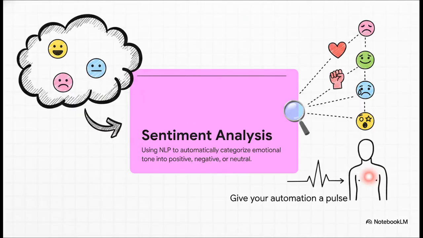So what exactly is this magic anyway? At its core, sentiment analysis uses natural language processing, text analysis, and computational linguistics to automatically categorize the emotional tone of whatever text is coming in. At a super basic level, it's just sorting messages into positive, negative, or neutral buckets. But the advanced AI systems, like the ones we're diving into today, go way beyond that basic polarity. We're talking about detecting granular emotional states like joy, anger, disgust, sadness, fear, or surprise. It essentially gives your automated workflows a pulse.